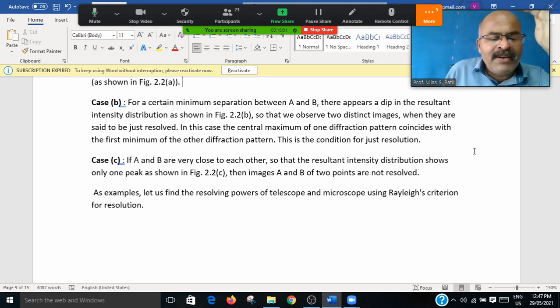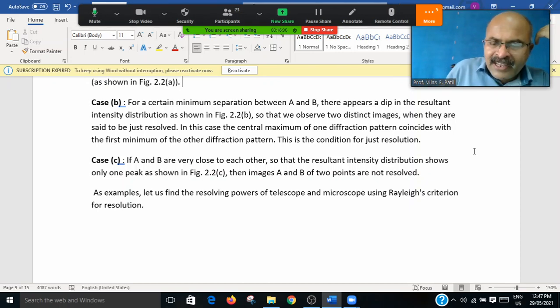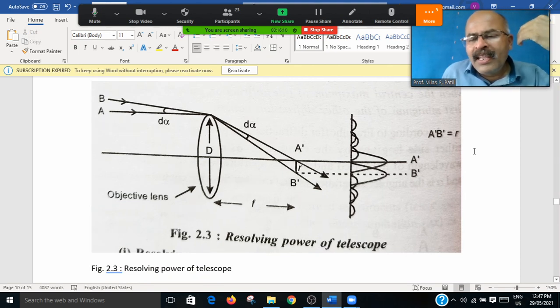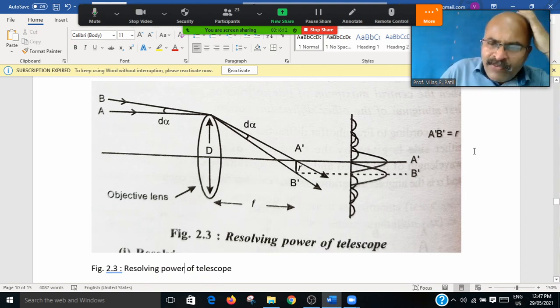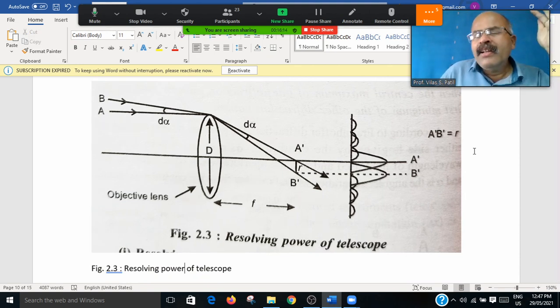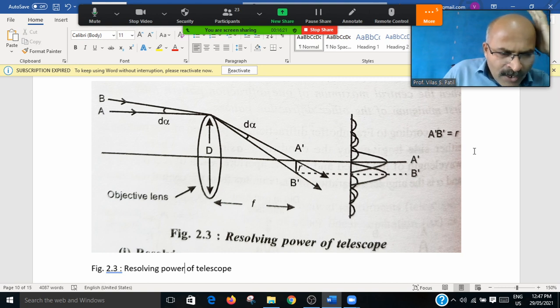For example, let's find the resolving power of the telescope or the microscope using the Rayleigh criterion. We are going to find the resolving power for the microscope, the spectrometer or the telescope by using the Rayleigh criterion. Consider two rays A and B. This is the A ray, this is the B ray, and the angle between these two rays is d alpha.